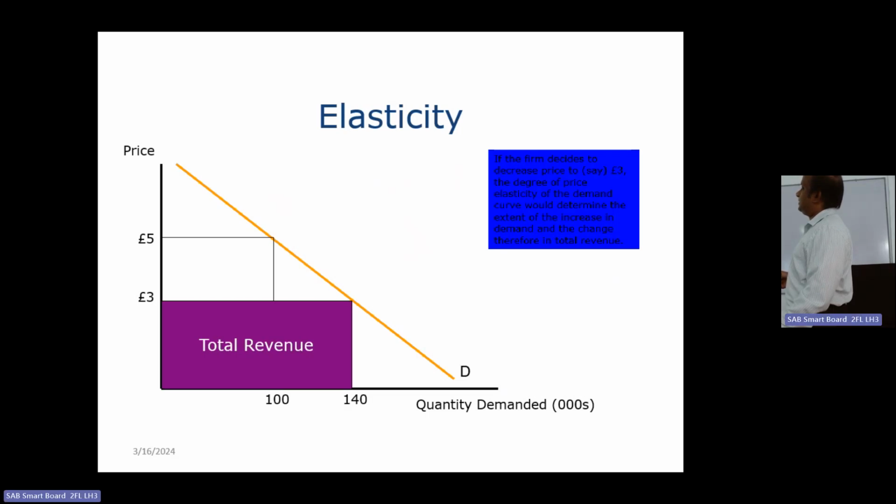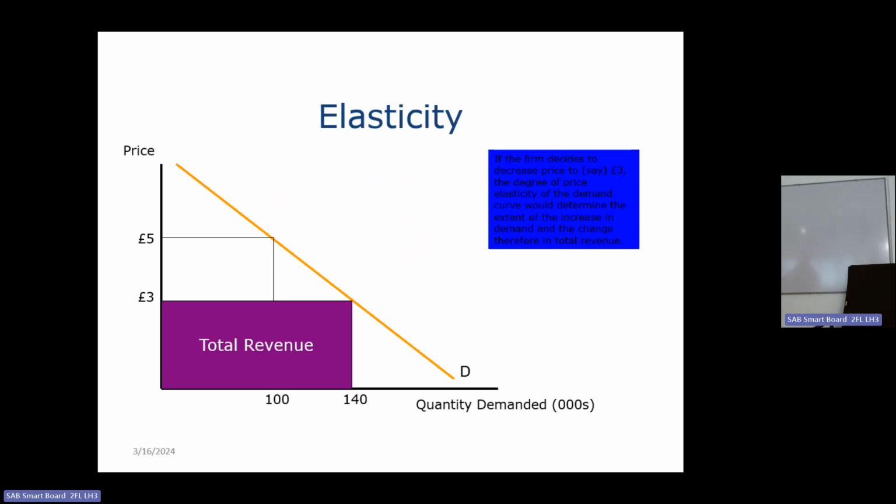this is a normal demand curve. Normally total revenue is price times quantity. The price is determined by the market, by the demand curve and the quantity. Let's say the price is 5 and the quantity demanded is 100. So total revenue is 5 times 100, that is 500. This area is the total revenue.